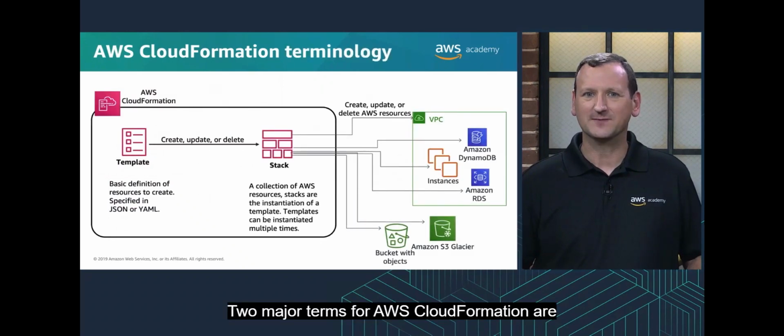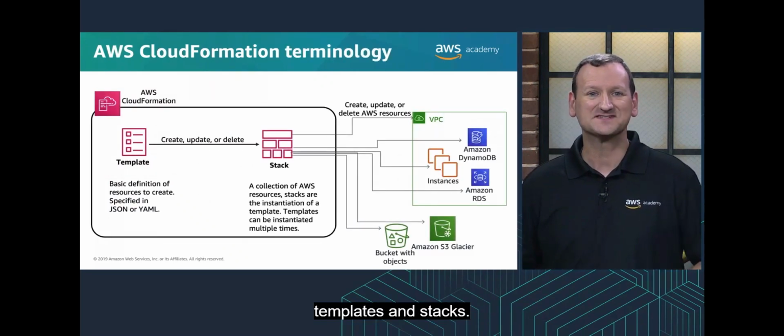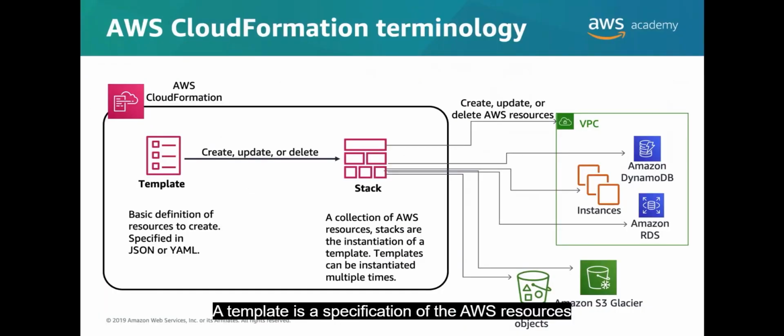Two major terms for AWS CloudFormation are templates and stacks. A template is a specification of the AWS resources to be provisioned. A stack is a collection of AWS resources that were created from a template. You can provision a stack many times. When you provision a stack, charges incurred from using these services start accruing when these service resources are created. When a stack is deleted, the order of deletion is determined by AWS CloudFormation. You do not have direct control over the order of when resources are deleted.